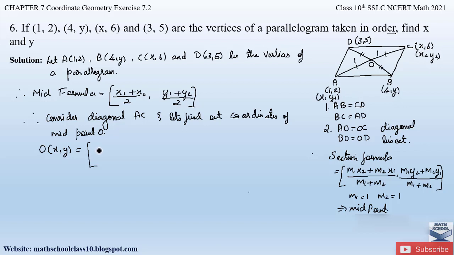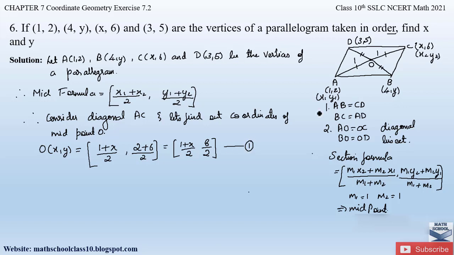So x1 value is 1 plus x2 value is x, divided by 2, and the y coordinate part will be y1 plus y2 divided by 2. So y1 is 2 plus y2 is 6, divided by 2. Further simplifying, it will be (1 plus x) divided by 2 and (6 plus 2 is 8) divided by 2, right? Let us name this as equation number 1.